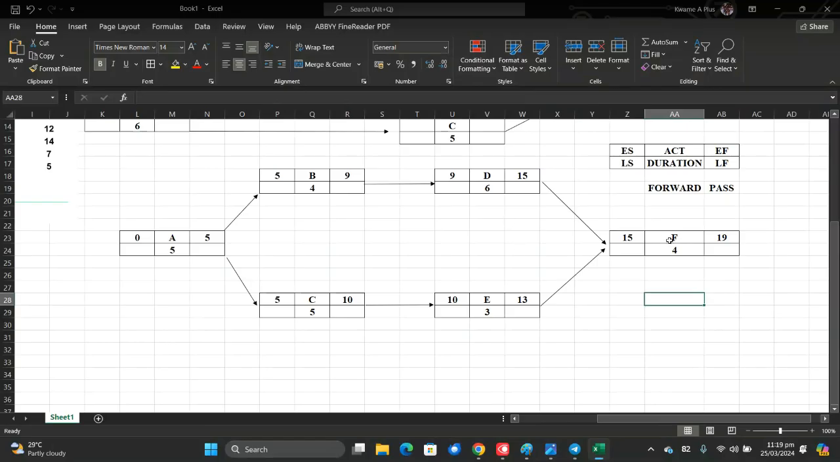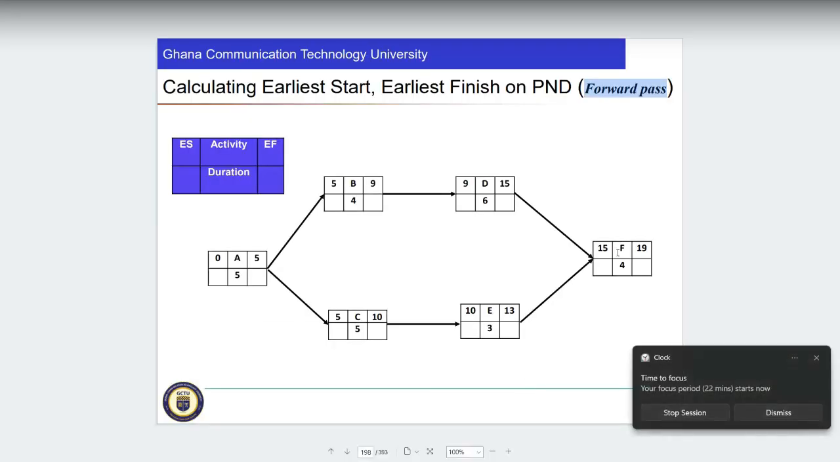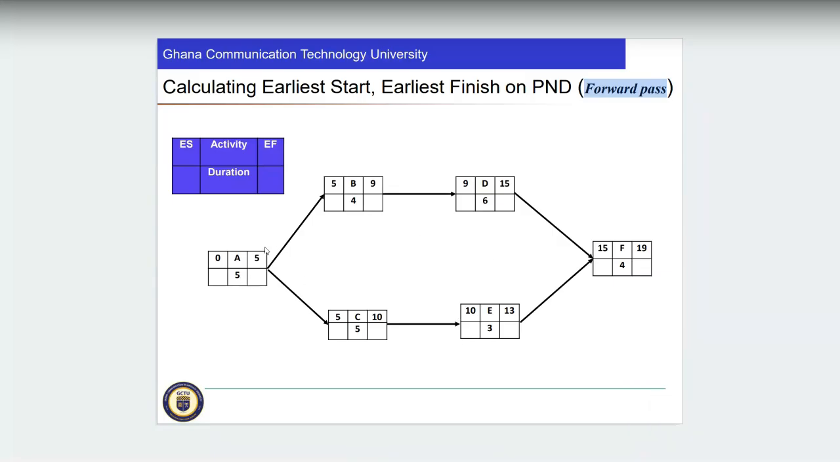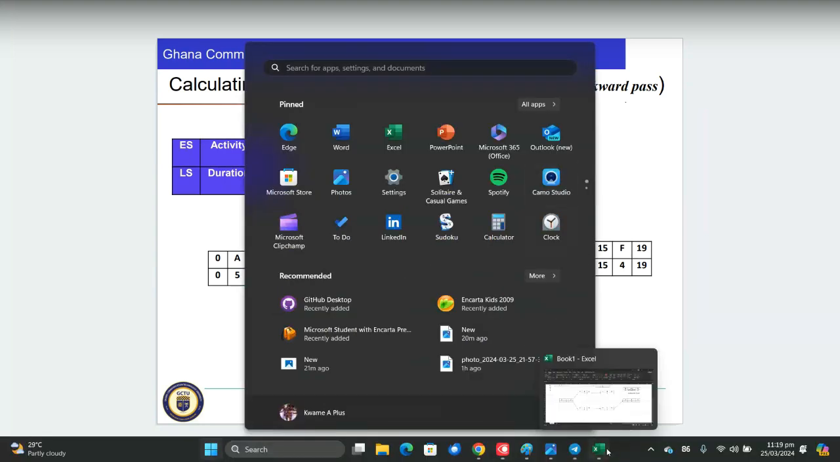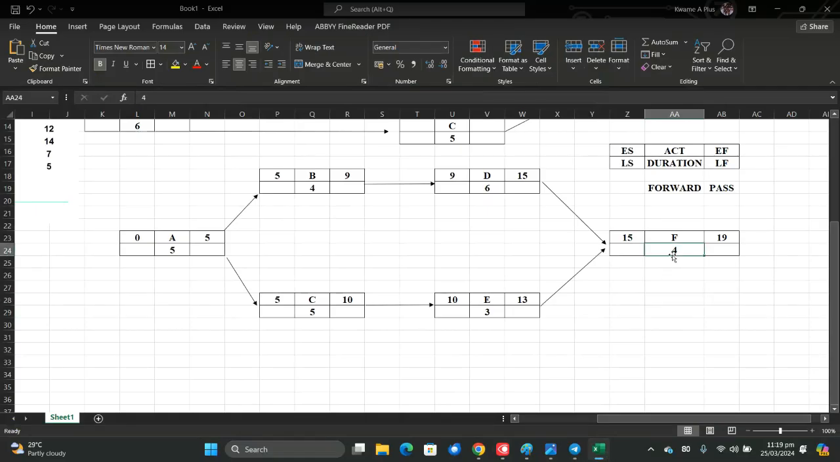Let me not rush. That is the same thing we've done. You can see we have the same values as they have. That is the forward pass. So let's look at what we call the backward pass.